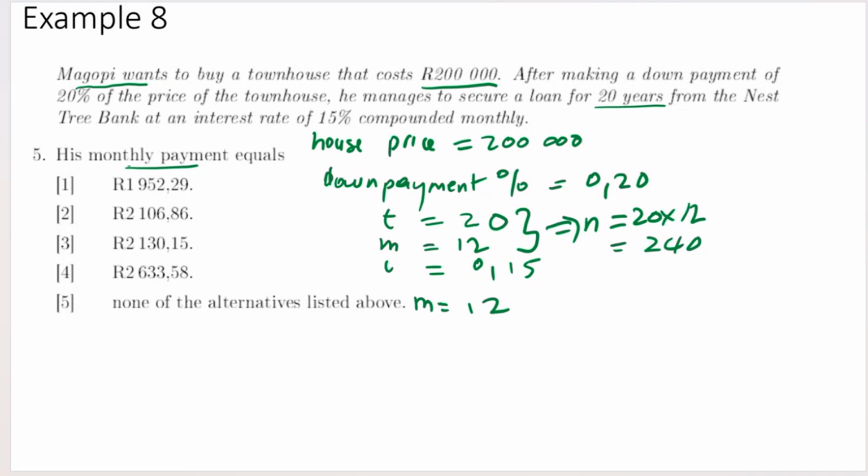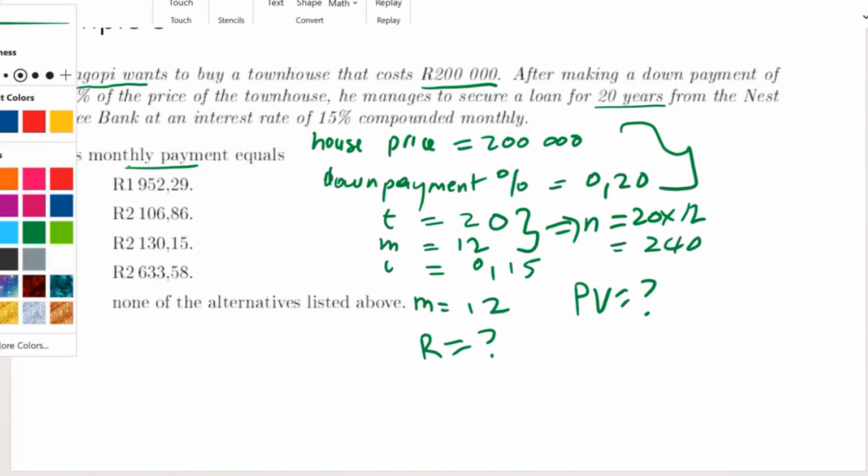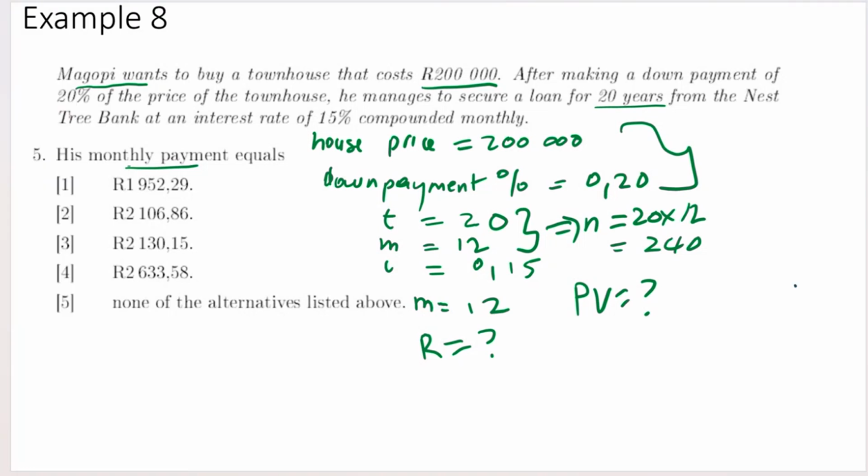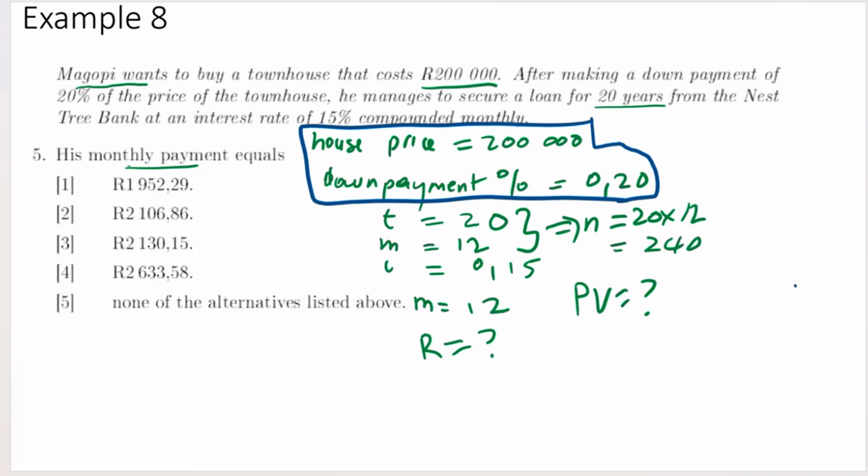And then they are looking for R. You don't know your R, but to get R you need your present value, and you don't even know the present value. The only thing that you know is this information. Because you've got a down payment, you have to manipulate this information so that you can get your present value.